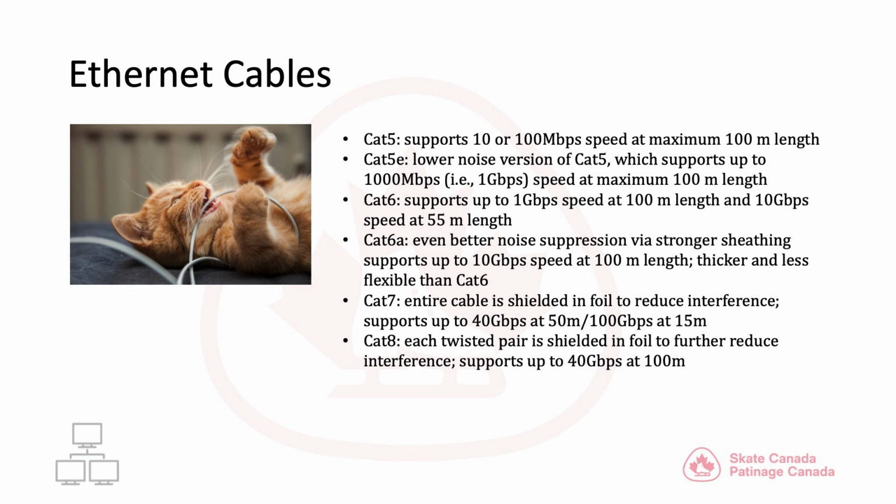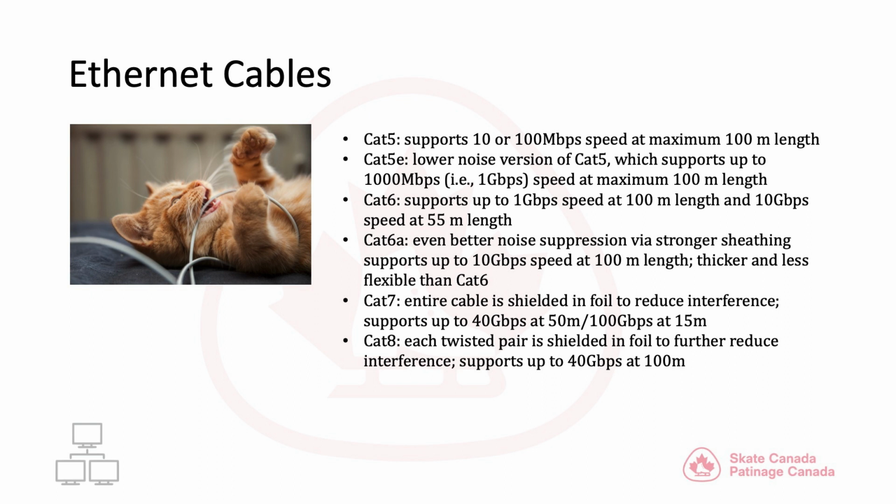Cat5 cables support 10 or 100 megabits per second speeds at the maximum 100-meter length. Cat5e cables offer greater protection from interference and can therefore support a theoretical maximum of 1000 megabits per second, or a gigabit, at the maximum 100-meter length. Cat6 cables have no trouble supporting up to 1 gigabit per second speeds at the 100-meter length, and they can also support up to 10 gigabits per second speeds to a maximum length of about 55 meters.